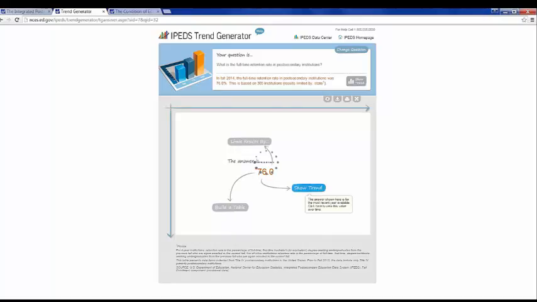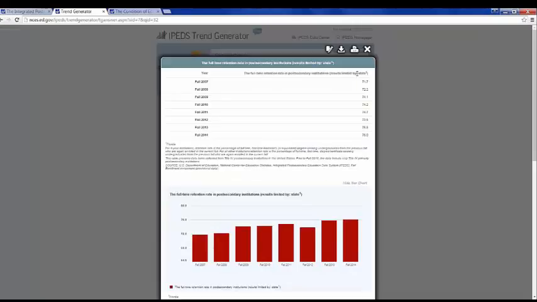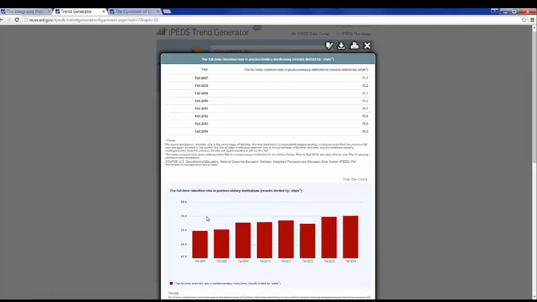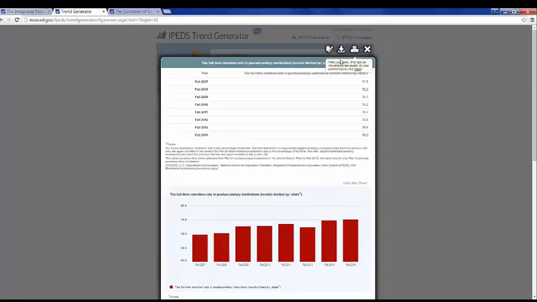So, we can go over here, we can look at the trend. So here's the trend, here's the full-time retention rate in post-secondary institutions by state. So, wow, we've done well over the past 6 years, 7 years. You can see that we're trending up. There's still room for growth, there always is, but this gives you a way to access this data.